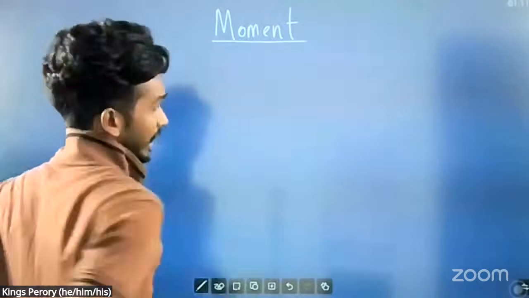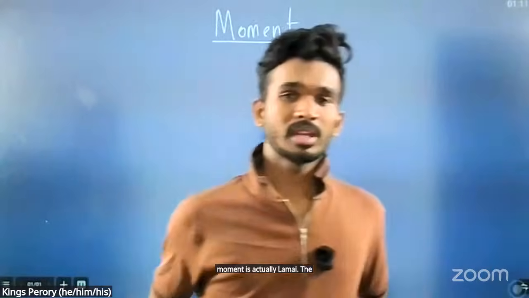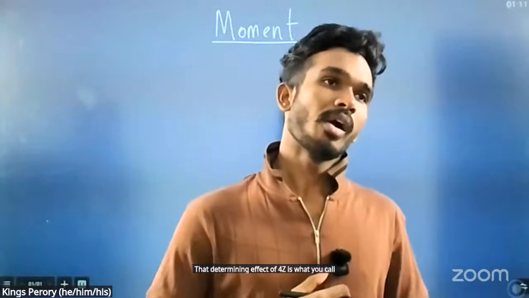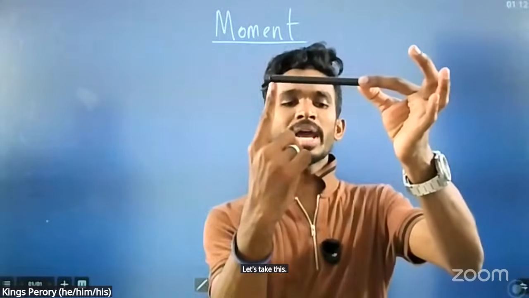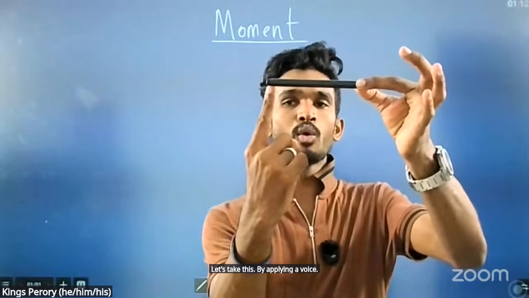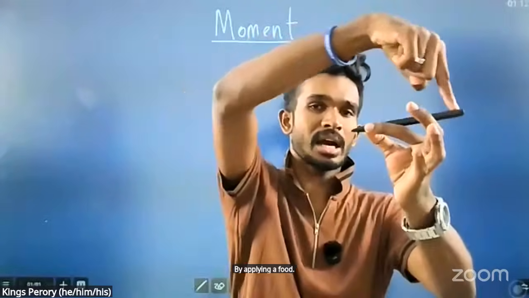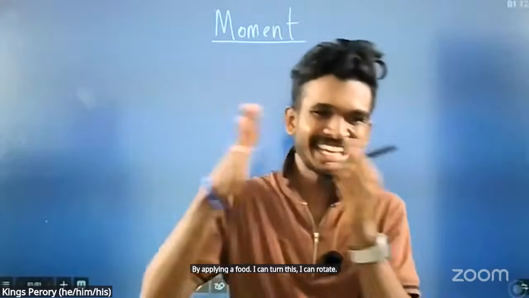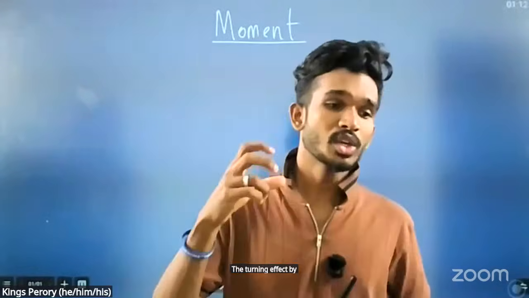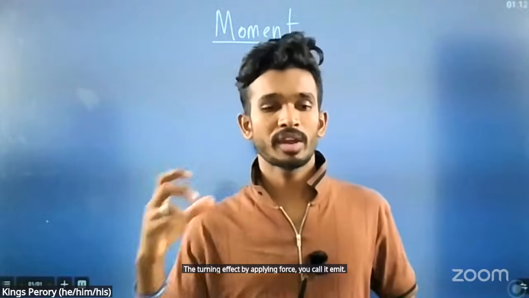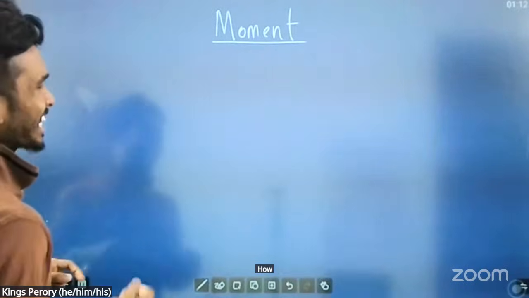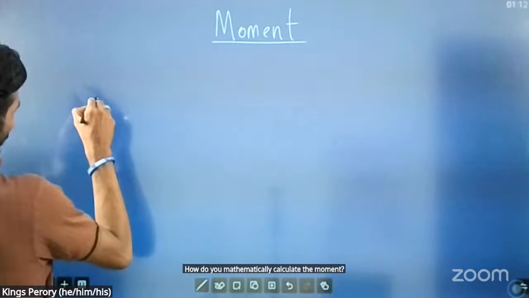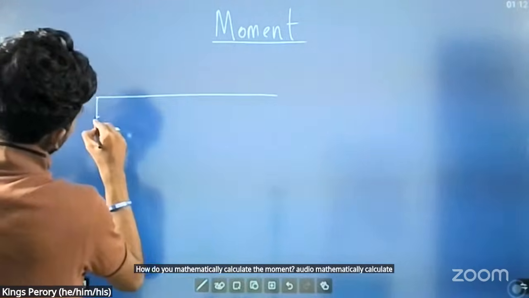Moment is actually the turning effect. The turning effect of force is what you call the moment. Let's take this. By applying a force, I can turn this, I can rotate it. The turning effect by applying force, you call it moment. How do you mathematically calculate the moment?